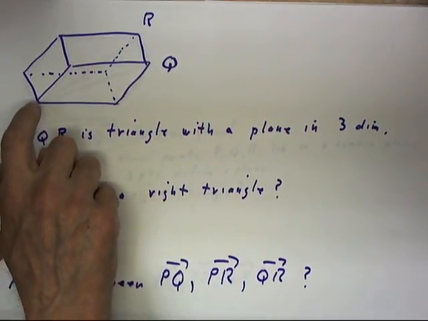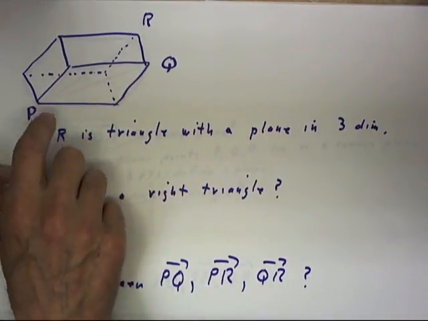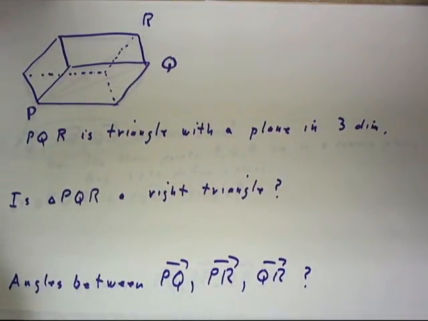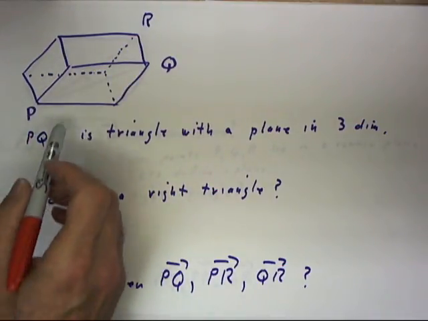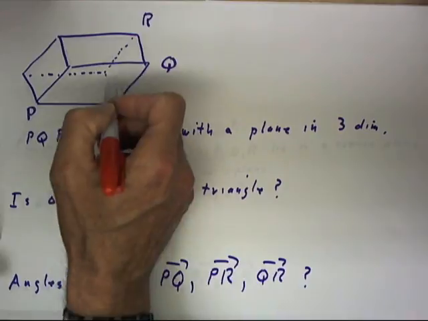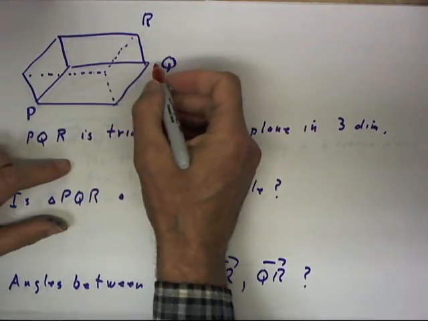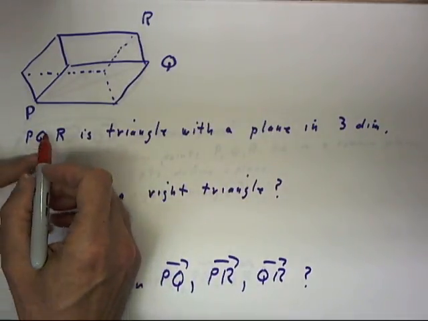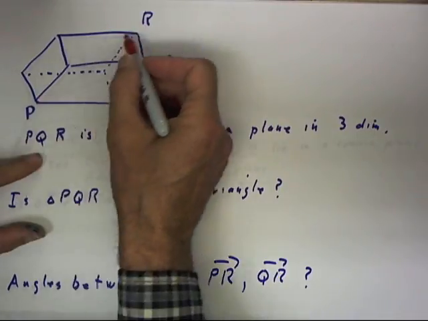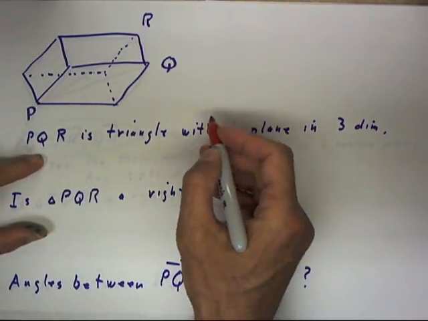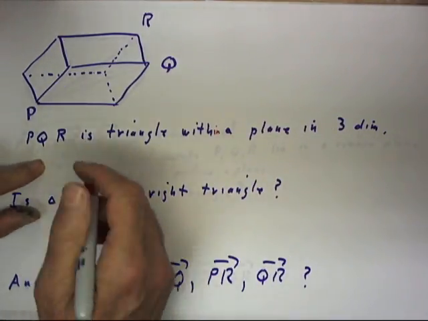We now consider 3 points P, Q, and R, and the figure that we get by, well, it's a parallelepiped, a parallelogram along any two faces and so forth. Let's not worry about the definition of a parallelepiped. In any case, the triangle PQR is clearly a triangle, and that triangle lies within a plane in 3 dimensions.